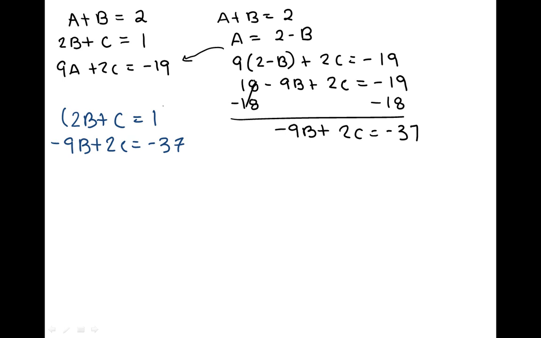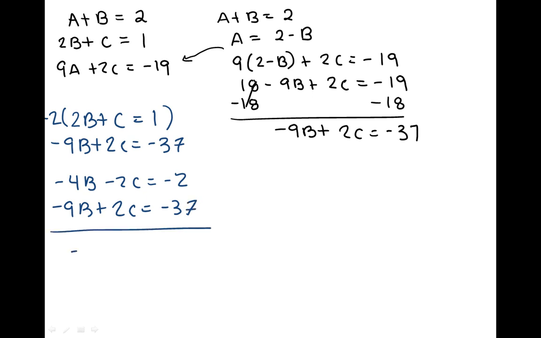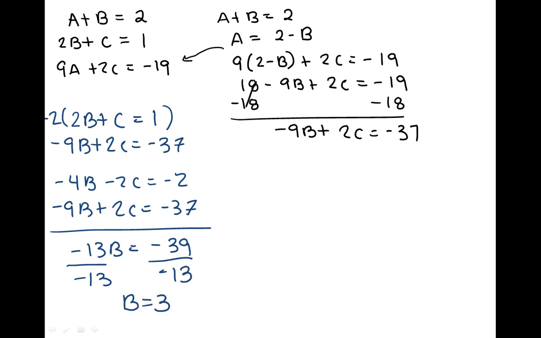And I'm going to multiply the first equation by negative 2. So I'm going to get negative 4b minus 2c equals negative 2. So negative 9b plus 2c equals negative 37. So negative 13b equals negative 39. Divide both sides by negative 13, and b equals 3. So you have your first constant there.